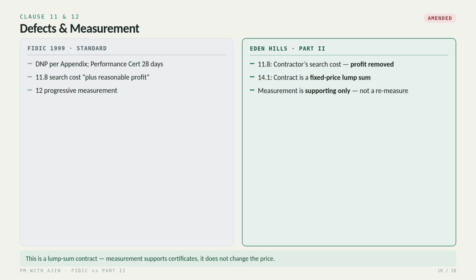Clauses 11 and 12, defects and measurement. In the standard form, the contractor's cost includes reasonable profit and measurement is progressive. In this contract, the profit is removed and crucially, the contract is a fixed price lump sum. Measurement here is only supporting information for payment certificates and variations. It does not remeasure or change the price. That lump sum nature affects how you approach every valuation.